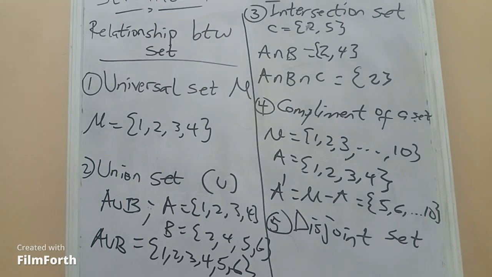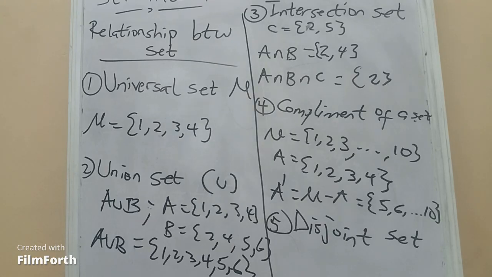Lastly, we have the disjoint set. Disjoint set is just the opposite of intersection set. Intersection set, we said, is when two or more sets have a particular element or more elements in common. While disjoint set is when two or more sets have no element in common. That is going to be well represented in a Venn diagram, which we will get to any moment from now.